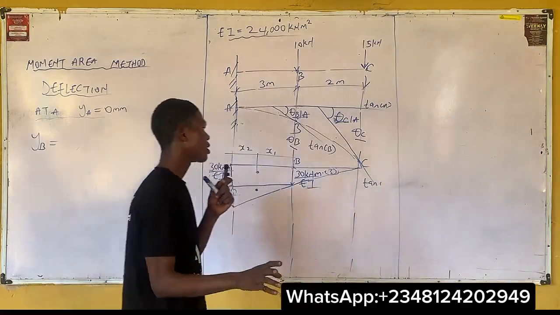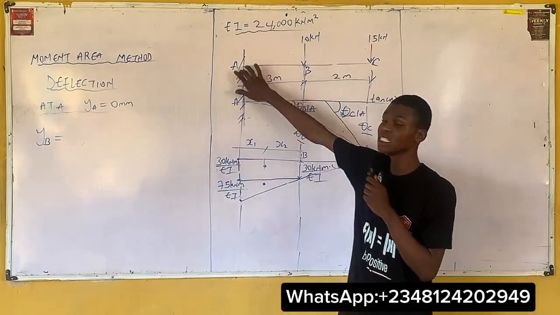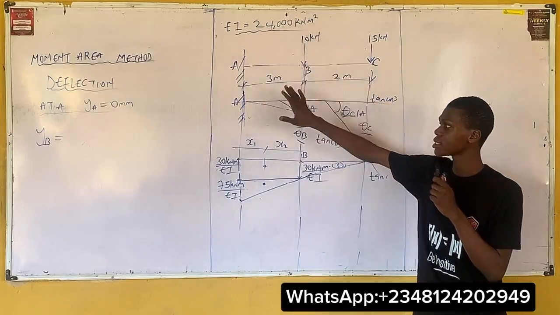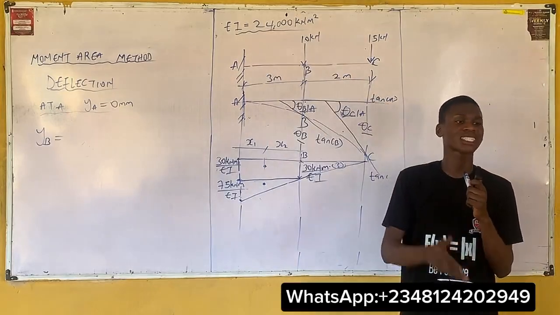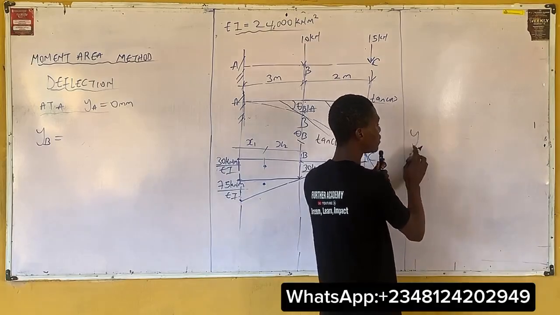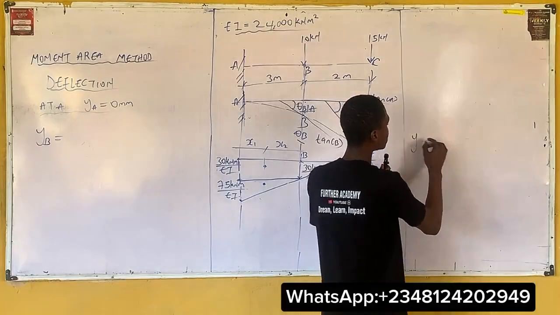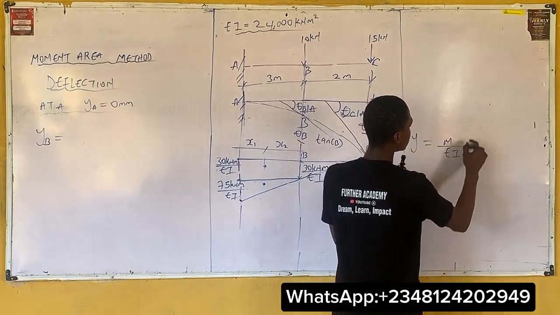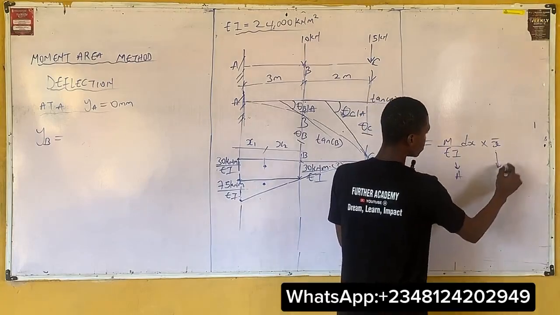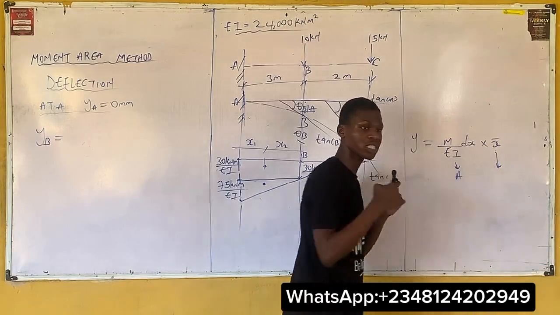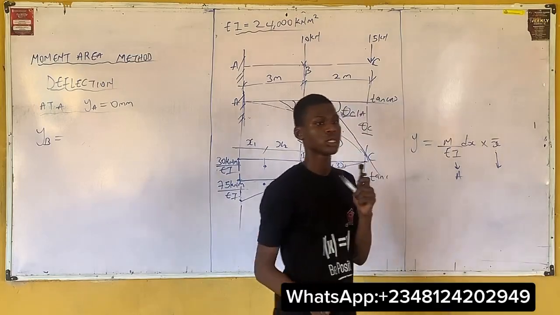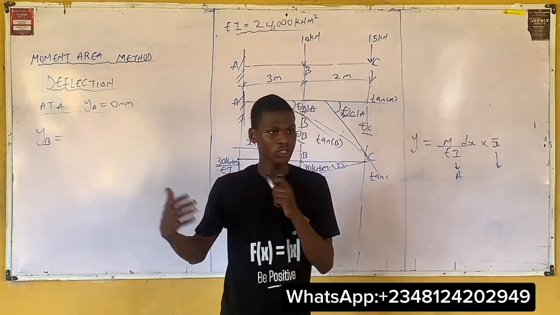Let me repeat myself. We want to get the deflection at each point. I know the deflection at A to be 0, right? Now, moving on to the deflection at B. What does deflection say? Deflection is telling us area multiplied by centroid. Recall that when we did our derivation, we got the deflection y equals M over EI dx multiplied by x bar, where this is your area and this is your centroid. We've gotten the area previously from our slope calculation, meaning what we need is just the centroid, multiplied by each of these shapes.